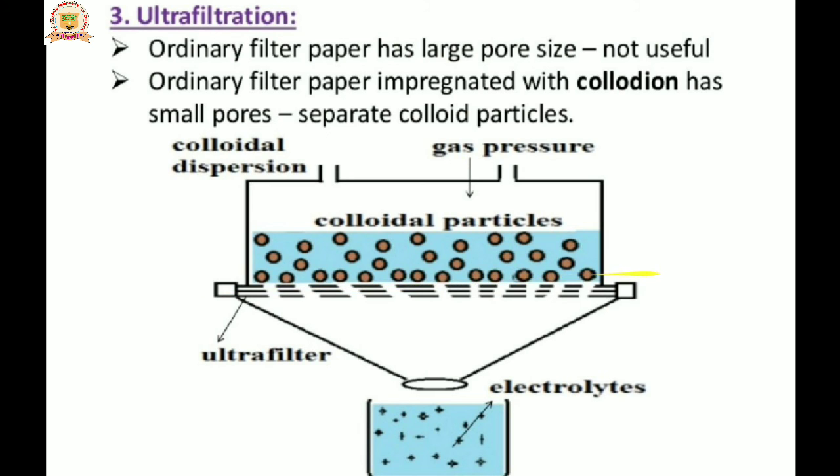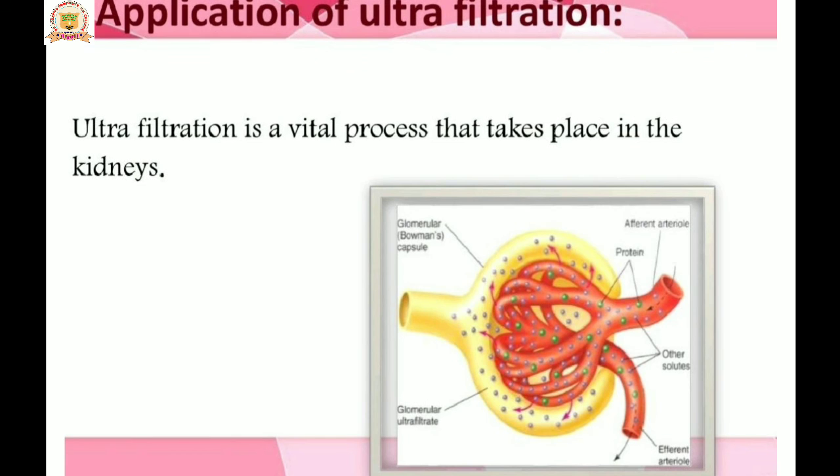This is an ultrafilter paper. They add the colloidal solution to it. With the help of this semi-permeable membrane, the colloidal particles, being big, are retained at the bottom only. Only the unwanted materials will move down, which act as electrolytes. The charged particles called electrolytes get separated. By applying gas pressure here, the particles will move down. The ordinary filter paper has a large pore size, so it will not be useful.